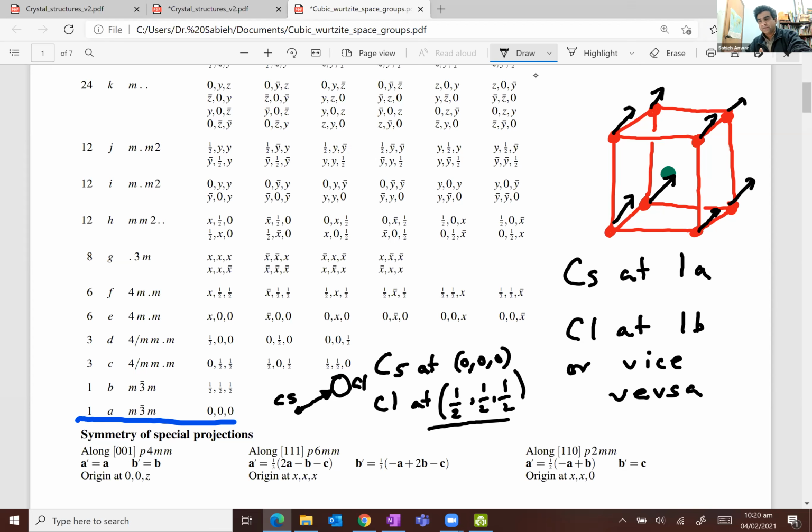Exactly. Okay. XYZ means you can place the atoms anywhere, but not really anywhere in the sense that you need to respect the symmetry elements. So you can place one atom at a location, then look at the symmetry elements and see where other locations must coexist with the atom at that one particular site.